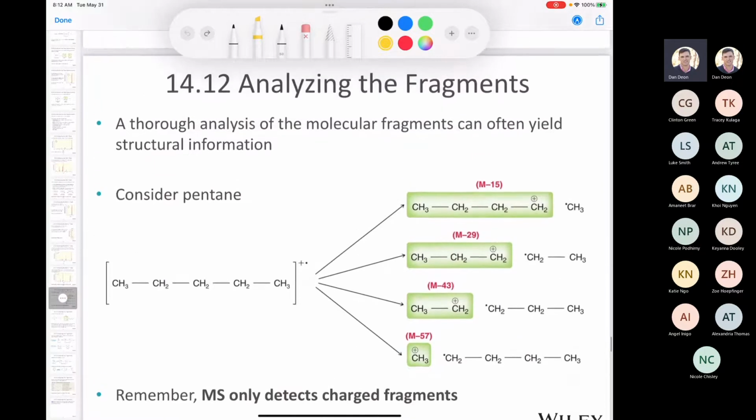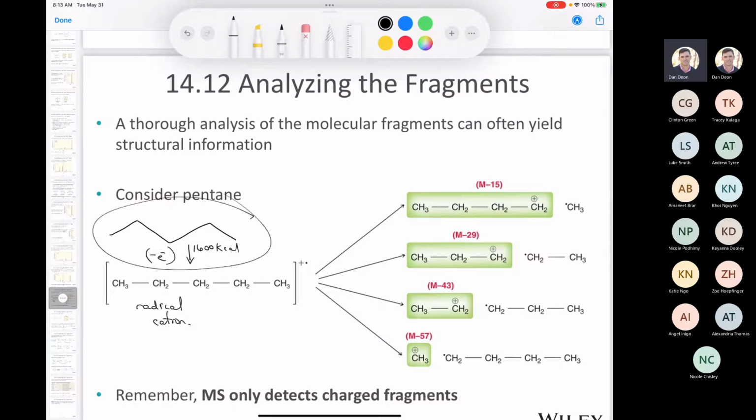If you remember, going back to the beginning of the section on mass spec, we said we were going to take a molecule, let's say pentane, 1, 2, 3, 4, 5, this is the bond line structure, and then you hit it with a high energy beam of electrons, I think it was 1600 kilocalories or something like that, and then you knock an electron off, so you lose an electron, and you end up with a radical cation, which we have shown here. And remember that the mass of the radical cation is going to be the same as the uncharged species, because the mass of an electron is so small.